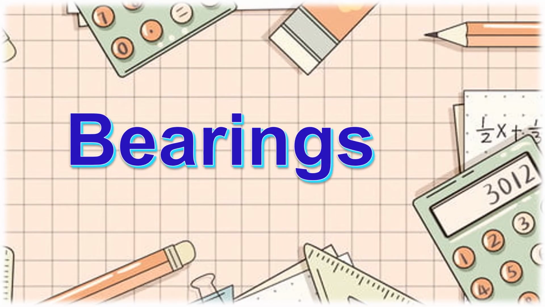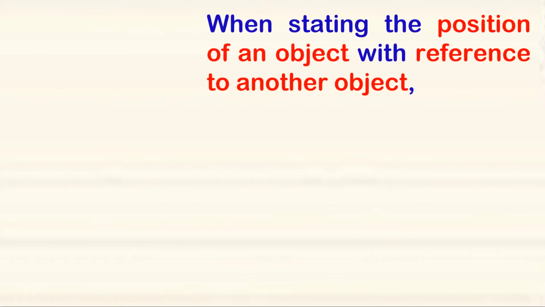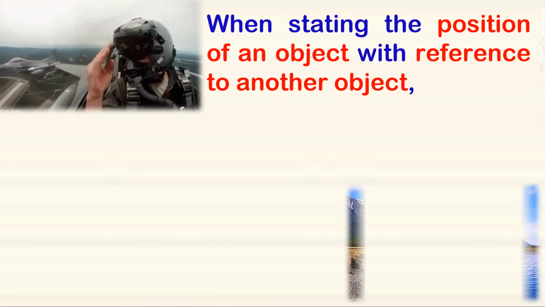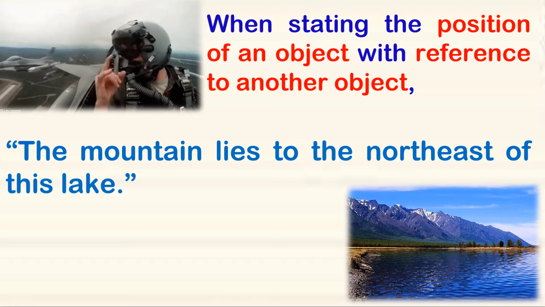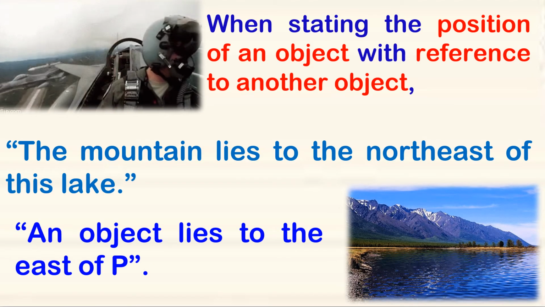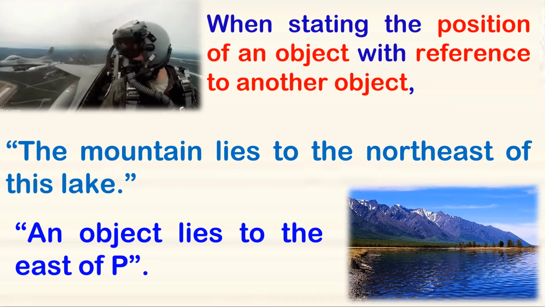Hello everyone, in today's topic, we are going to talk about bearings. When stating the position of an object with reference to another object, the mountain lies to the northeast of this lake. An object lies to the east of P.